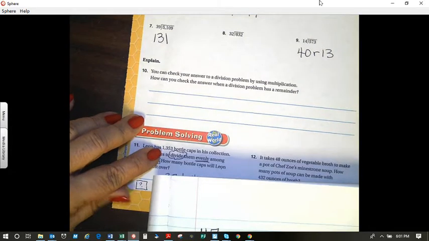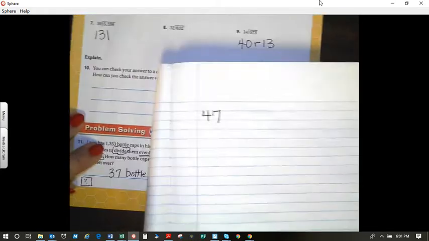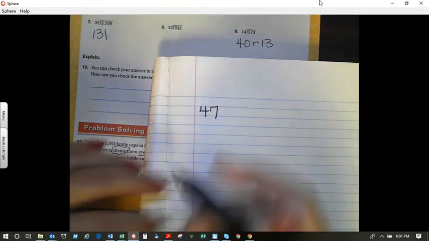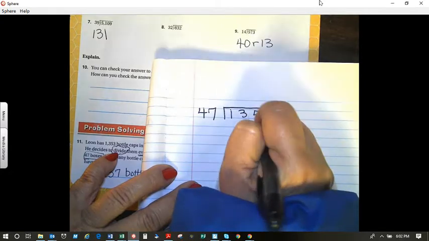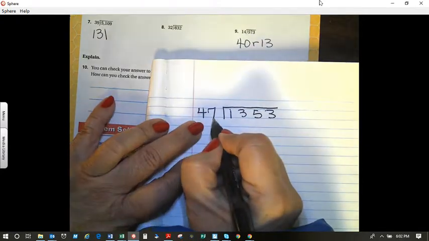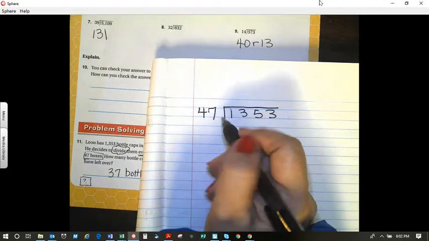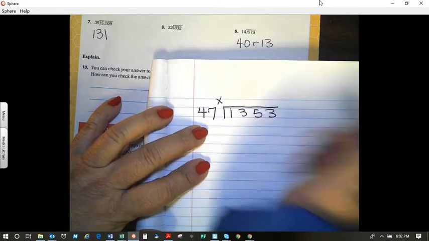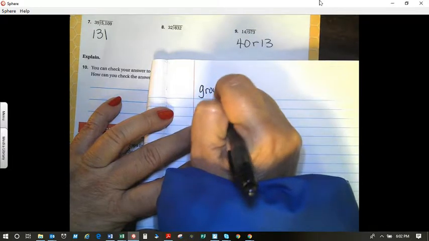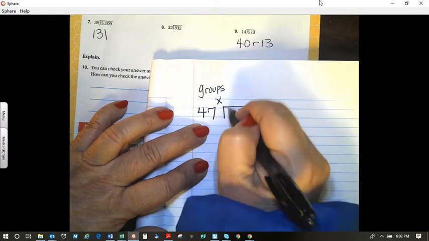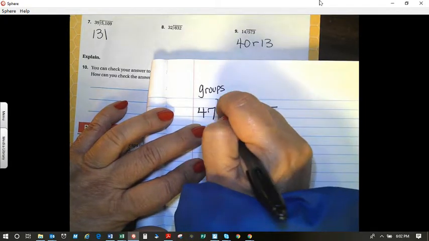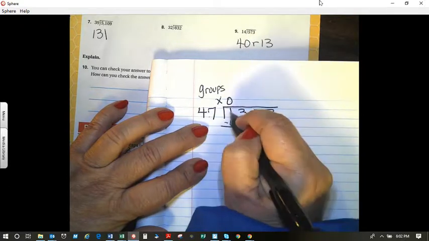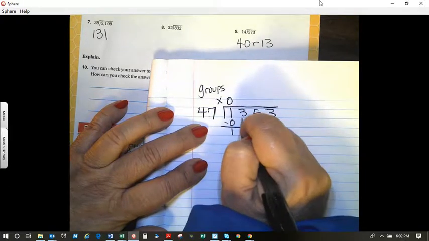We're going to take this 1,353 and we're going to separate it. We're going to divide it up. I'm going to do this in long division. It'll be done in the same way if you're doing it in the area model as well. I still have my multiplication sign here. I still have groups of, and I'm going one by one. Can 47 go into 1? No, way too tiny. 0 times 47 equals 0. 1 minus 0 equals 1. I bring down my arrow and I start again.